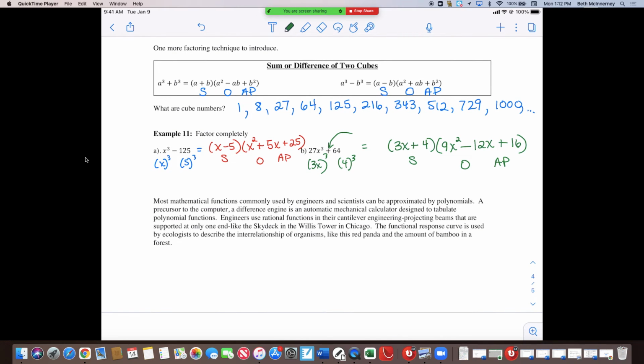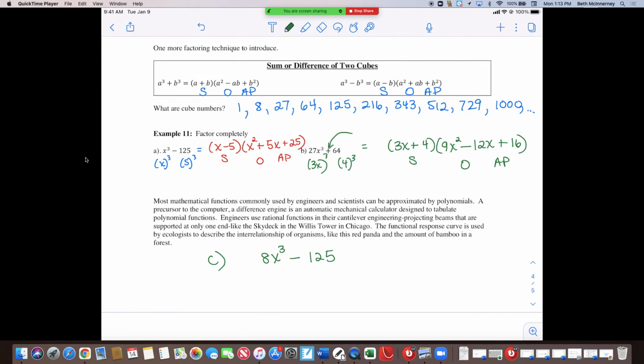Do you need an extra one? Do we need one more? Yeah, let's do another one. I agree. Let's see if I can make one up. All right, try this one. 8x cubed minus 125. Try this one.